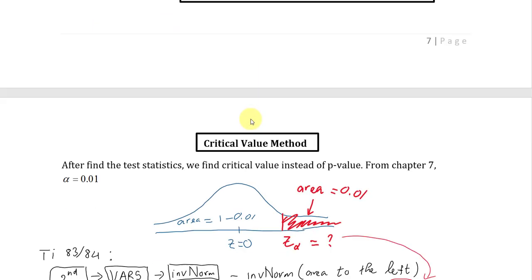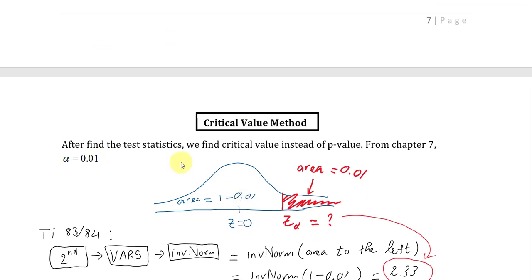Now for the critical value, after we find the test statistic, we're going to find the critical value instead of the p-value. From the previous chapter, we know that because we are given alpha to be 0.01, and this is the right tail, this area corresponds to the right area of the z alpha, or the critical value. Now we are given the area and you want to look for that z-score, so you have to figure out what is the left area.